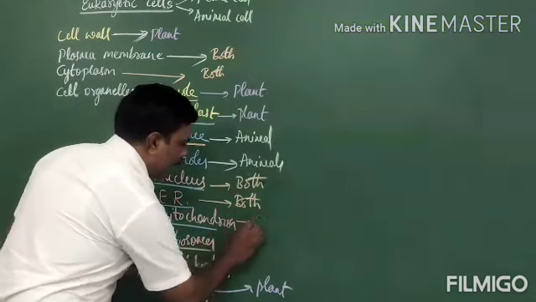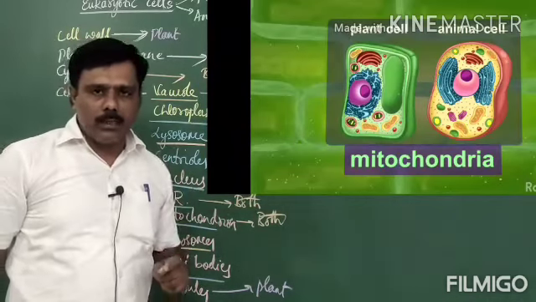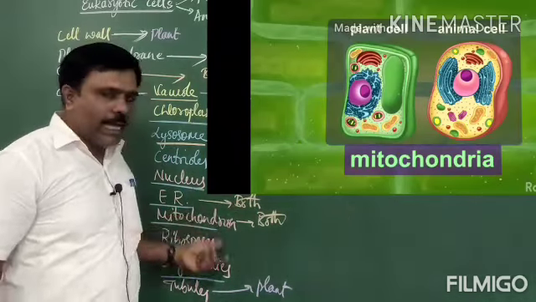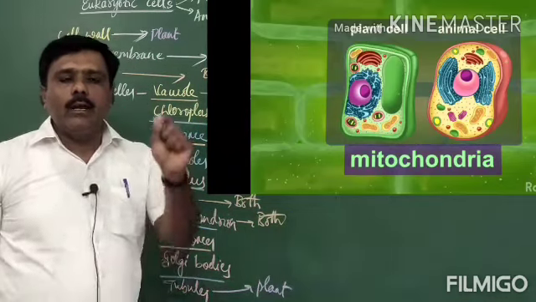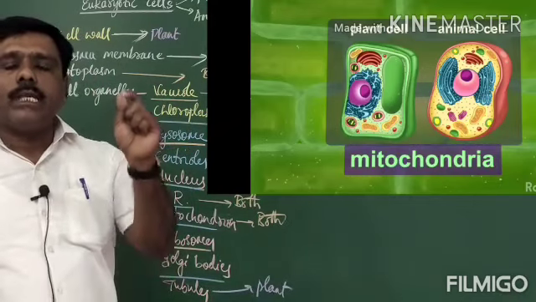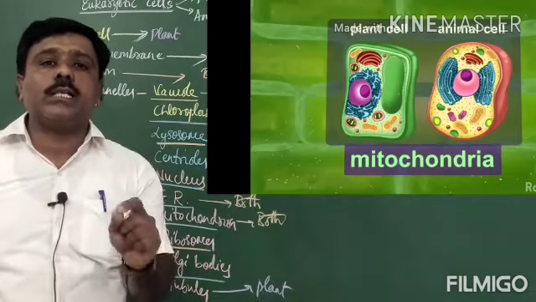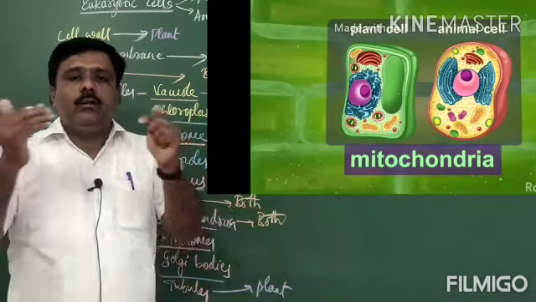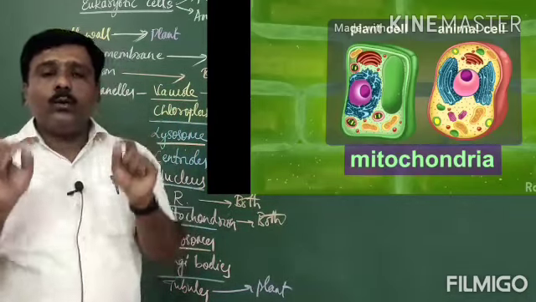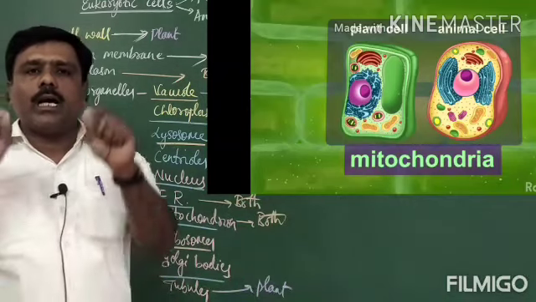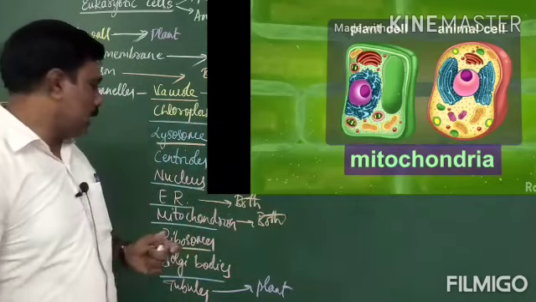Then mitochondria, also found both in plant and animal cells. It is commonly called the powerhouse of the cell. Why? It contains the respiratory enzymes. Inside this mitochondrion, the energy rich compound glucose is degraded, during which energy is released in the form of ATP molecules. Those ATP molecules are used by the cell to perform different functions.